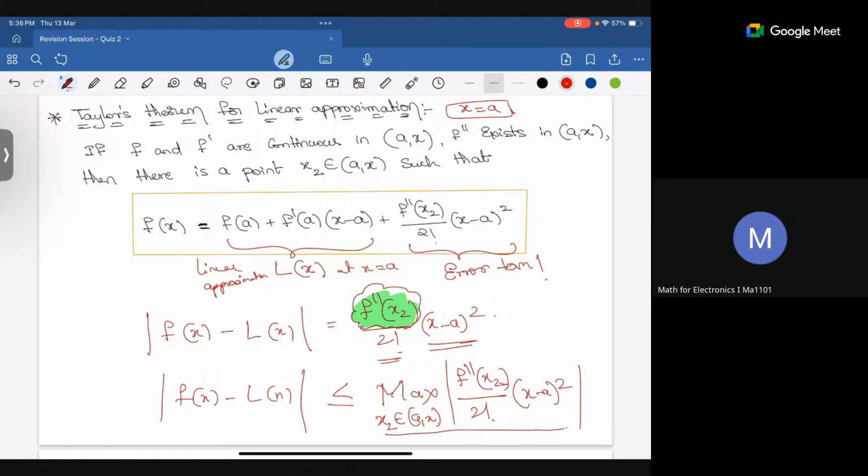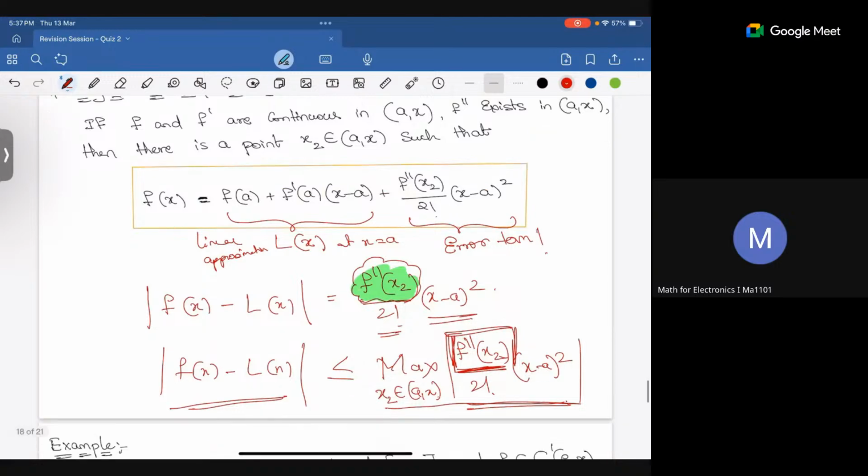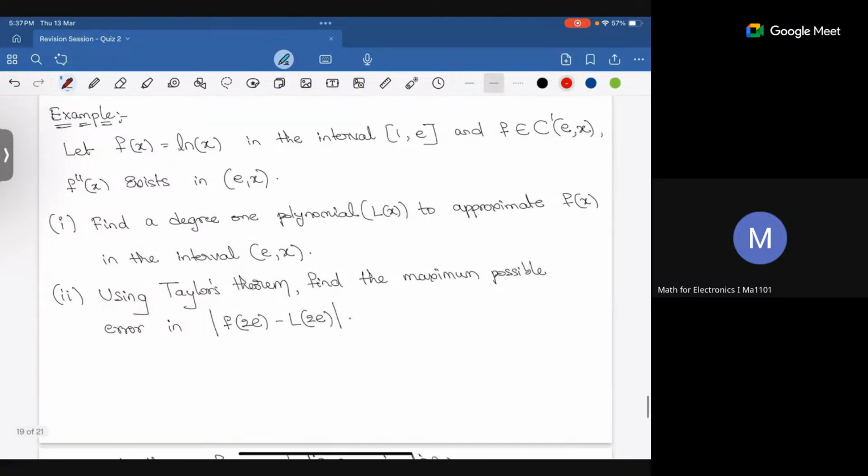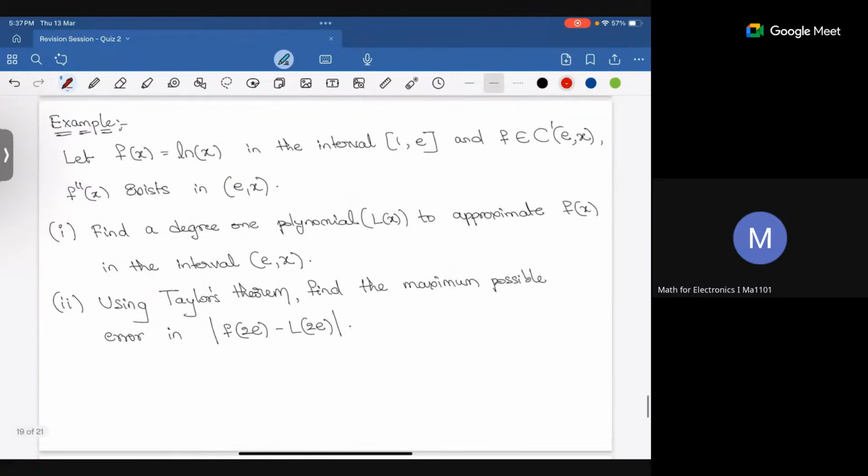So when we ask you to compute or give us the maximum possible error, what you have to do is evaluate this expression, and closely look into this f double prime of x function, and then try to get the maximum possible value for that expression, and then substitute that maximum possible value here and get the maximum possible error. We will do an example, and then we will get more clarity on this.